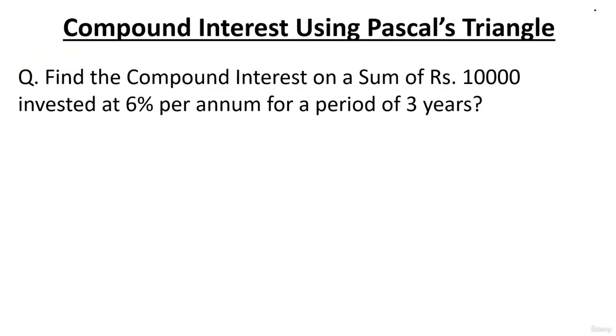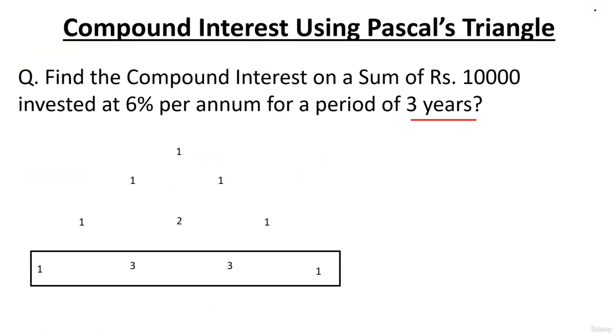All right, guys, so with that we go on to the next question, and in the next question they're asking you to find the compound interest on a sum of rupees 10,000 invested at 6% per annum for a period of 3 years. Okay, exact same procedure, guys. We draw Pascal's triangle. A period of 3 years is given, right? So what will we do? We refer to the third row, 1, 3, 3, 1 are the coefficients we need, right? And the interest is 6% over here, right?